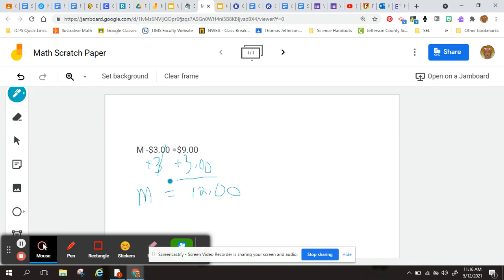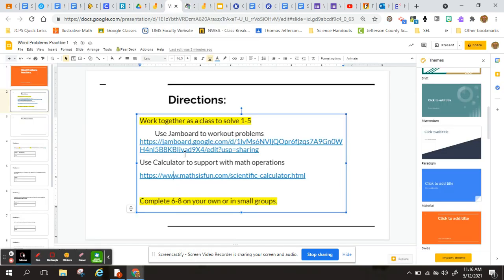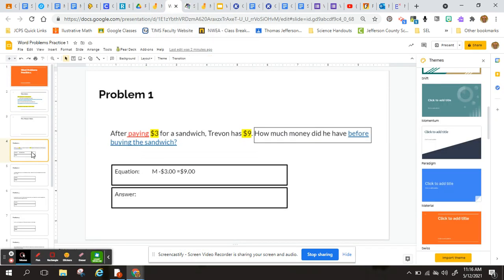All right, so now I know this. We worked it out. We're going to come back to our slide, which was slide 1, and then we're just going to put in M equals 12, because that's what we figured out. Now remember, you can use any letter to take the place of an unknown value. I did it this way because it makes sense, because we're talking about money. So you can pick any letter you want.